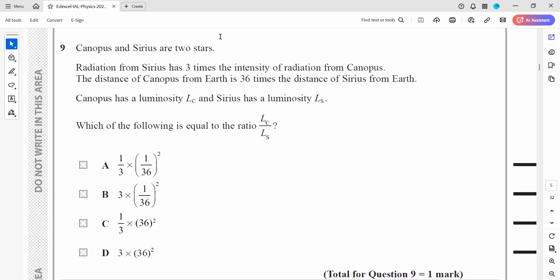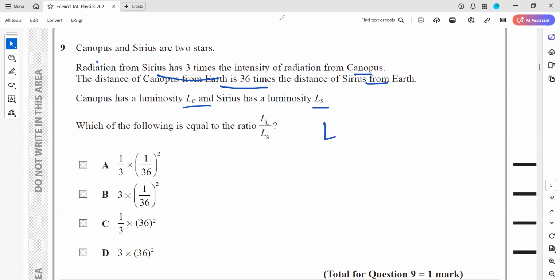Canopus and Ceres are two stars. Radiation from Ceres is 3 times the intensity of radiation from Canopus. The distance of Canopus is 36 times the distance of Ceres from Earth. The luminosity is LC and the luminosity is LS. What is the ratio between them? The luminosity means the power.